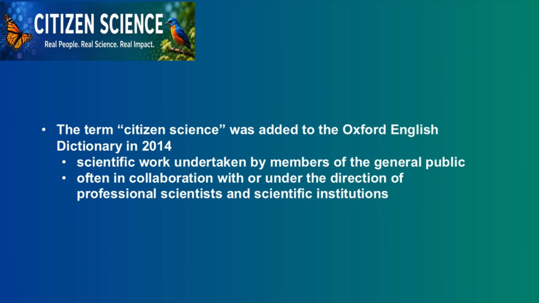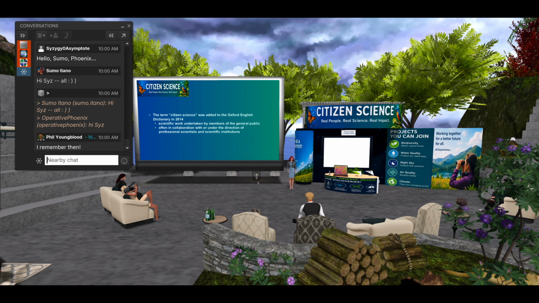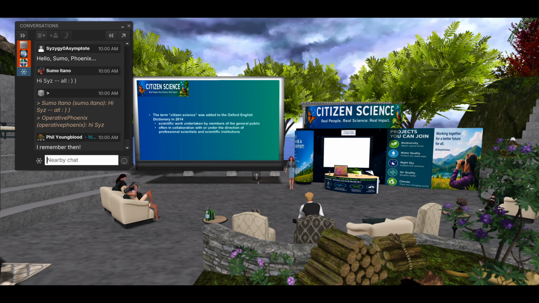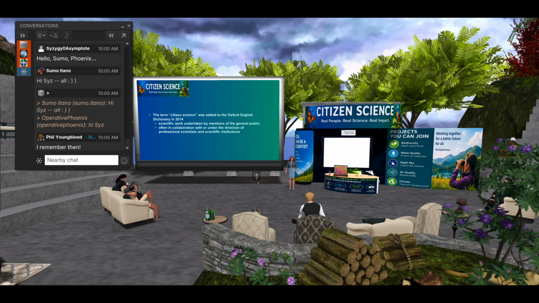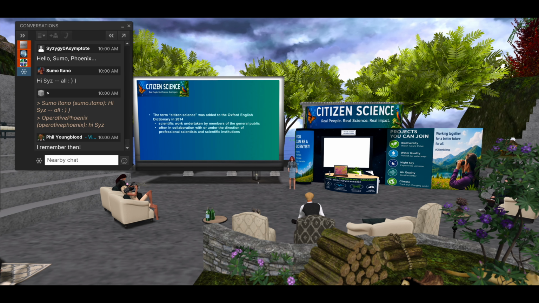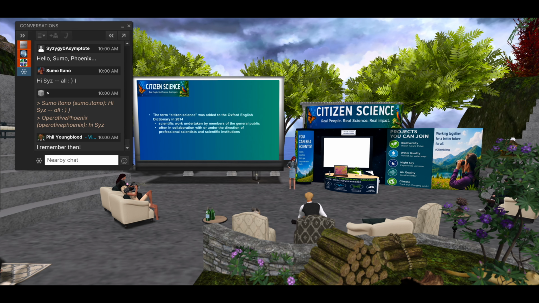The term citizen science was added to the Oxford English Dictionary only in 2014, and they describe it as scientific work undertaken by members of the general public, often in collaboration with or under the direction of professional scientists and scientific institutions. Although I say that's not always the case because I've created some on my own.